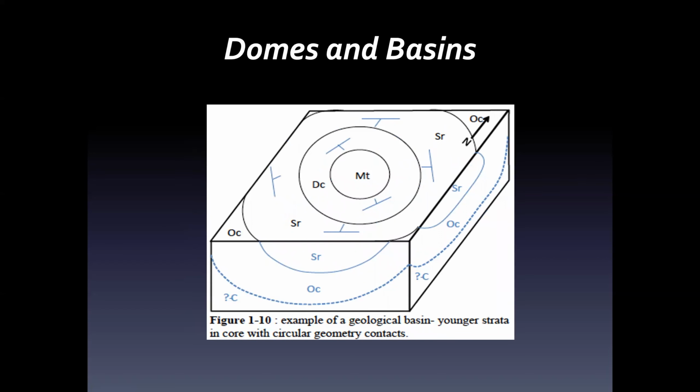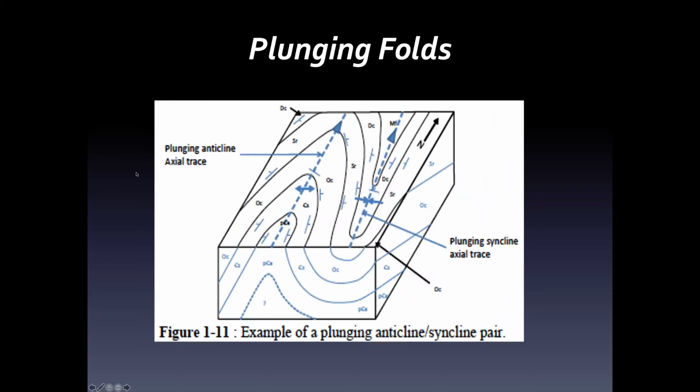Domes and basins, in this case, we're looking at a basin because we're dipping in toward the center, and it's youngest in the center. Mississippian, Devonian, Silurian, Ordovician. We're getting older as we're moving away from the center. So again, when we're looking at structures, you can start mapping these things by mapping contacts, and then suddenly you start to put together what the geology is of an area.